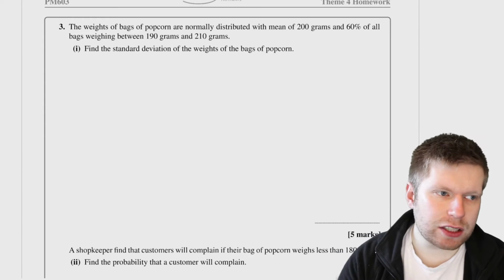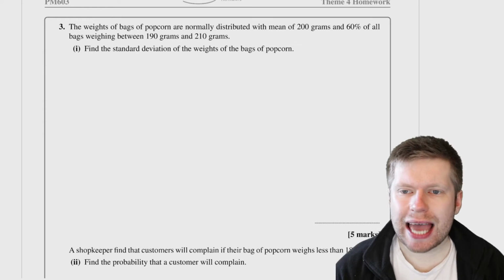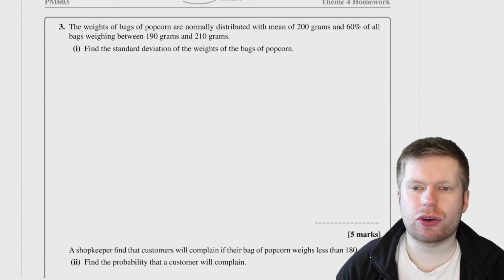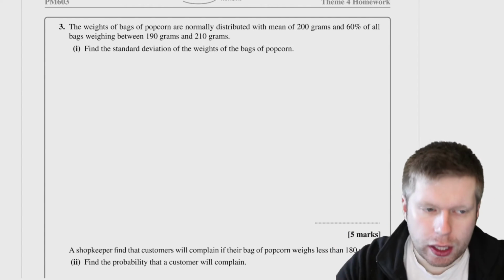The weights of bags of popcorn are normally distributed with a mean of 200 and 60% of all bags weighing between 190 and 210 grams. So, okay, I've got a couple of bits of information. Let's actually write it down before I start looking at part one.